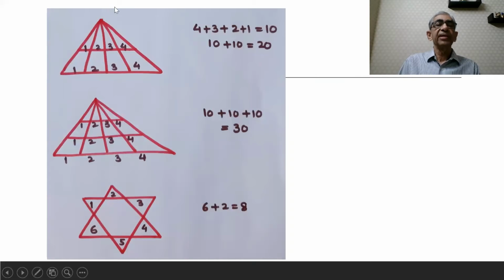See in this figure, bigger triangle, 4 partitions, so number of triangles 10. Small triangle, again 4 partitions, number of triangles 10. So 10 plus 10 is 20. Here there were 3 partitions, so bigger triangle, middle triangle, and small triangle, each having 4 partitions. So each triangle has 10 triangles. So total triangles are 10 plus 10 plus 10, 50. Now when 2 triangles are intersecting in this way, so 1, 2, 3, 4, 5, 6, and 2 more bigger triangles, the number of triangles is 8.